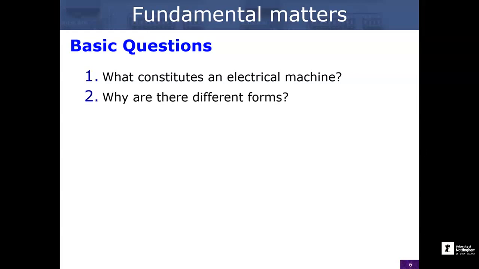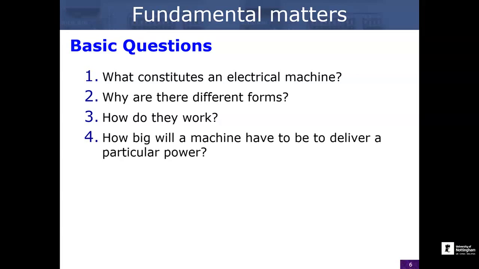We'll look at why there are different forms. Why do we have multiple types of machines? Why do we have synchronous and induction and switch reluctance? Why don't we just have one best machine that does every job the best way? We'll talk about how they work, the underlying physical principles of operation, how they actually produce force, the mechanisms behind those, and how those can be modified and harnessed in different ways to get different behaviours.